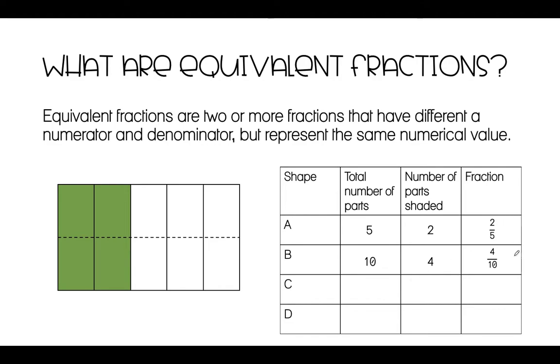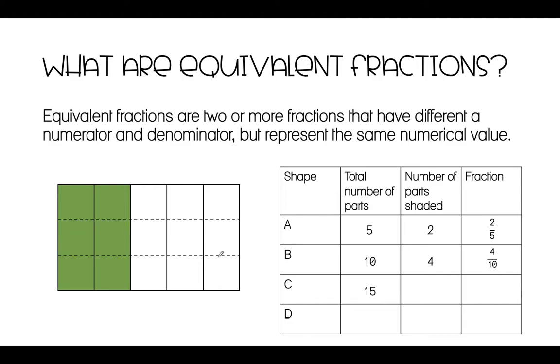Now, these are what we call equivalent fractions. We didn't change this shape or the amount of this shape shaded. We simply cut it into smaller sections. It still represents 2/5 of a whole, okay, even though there's 10 bits, because it's equivalent to 2/5.